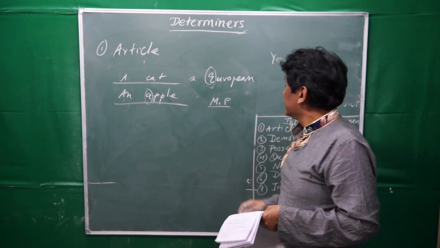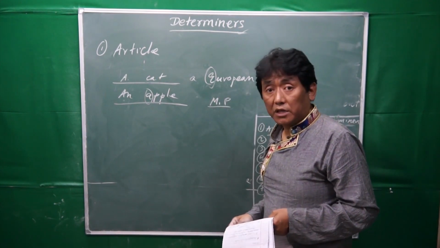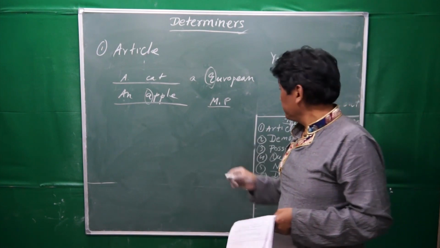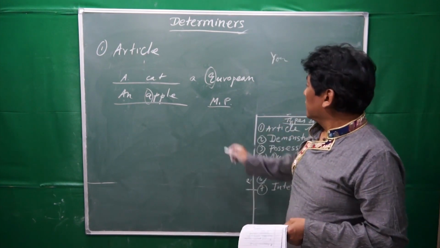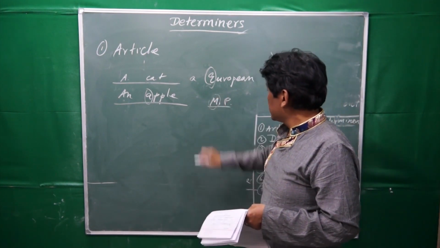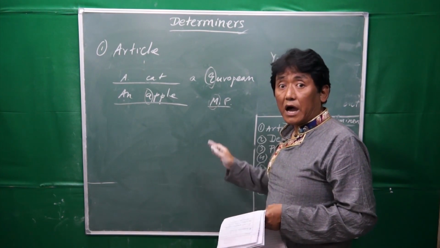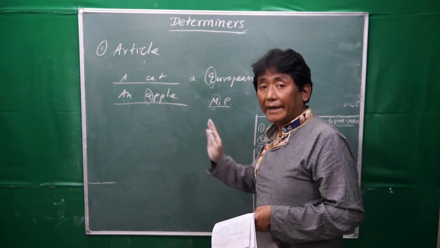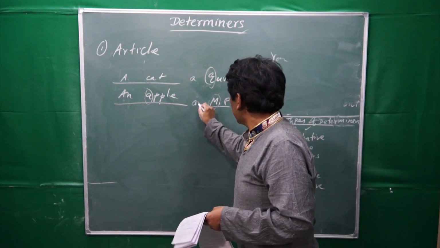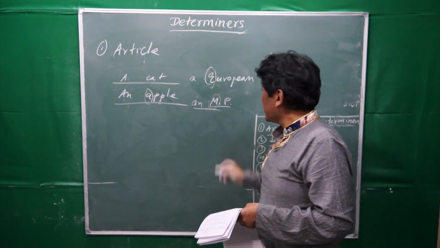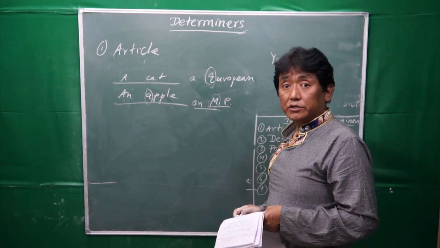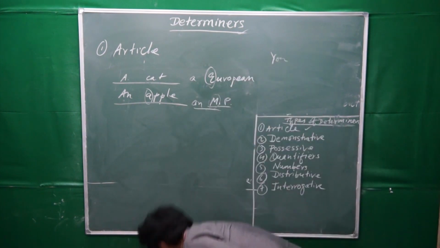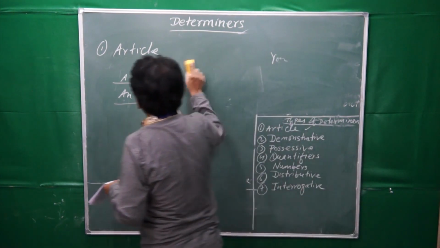Over here you look at it. MP means Member of Parliament. It's a short form of Member of Parliament. But this M is a consonant letter, but the sound is vowel. M, A. So when we write MP, one MP, we write an MP. Understood? Okay, move on to the definite article now.